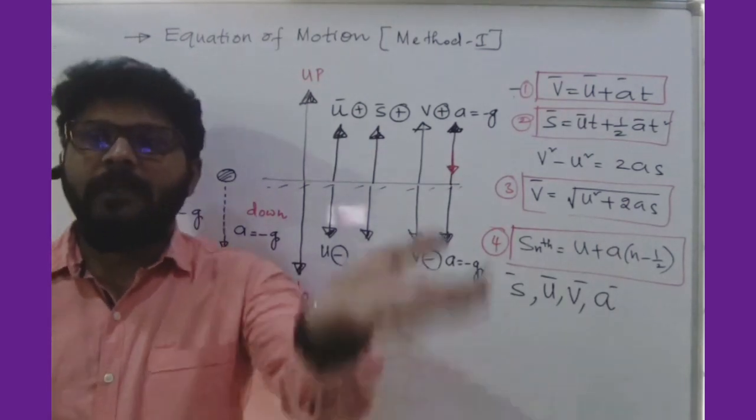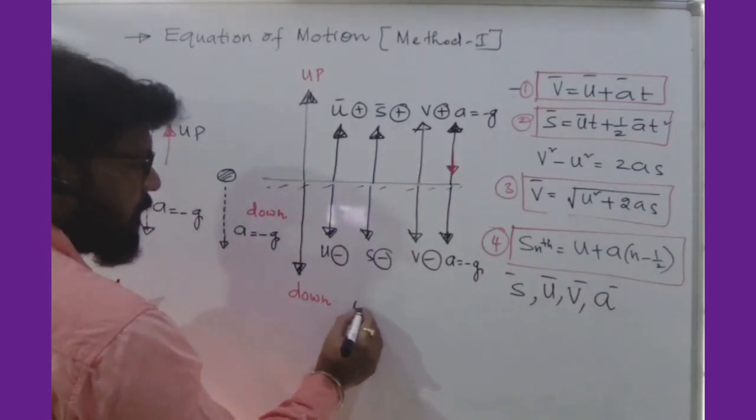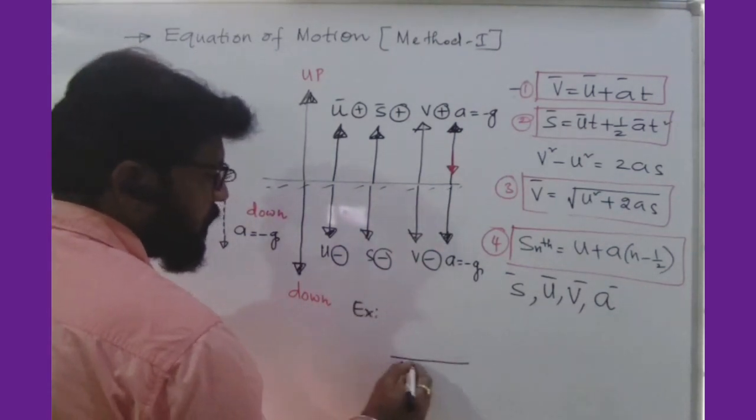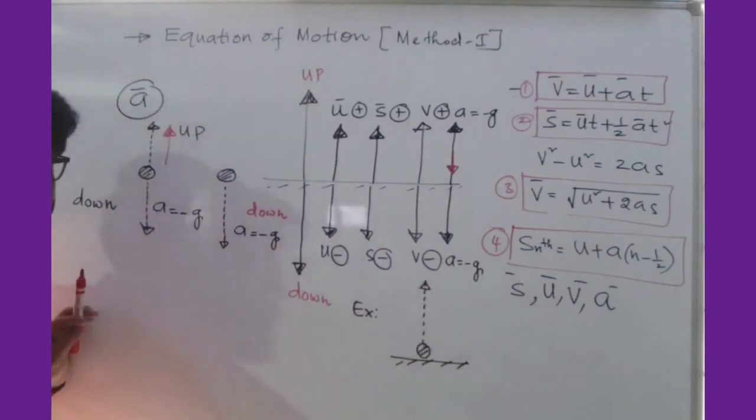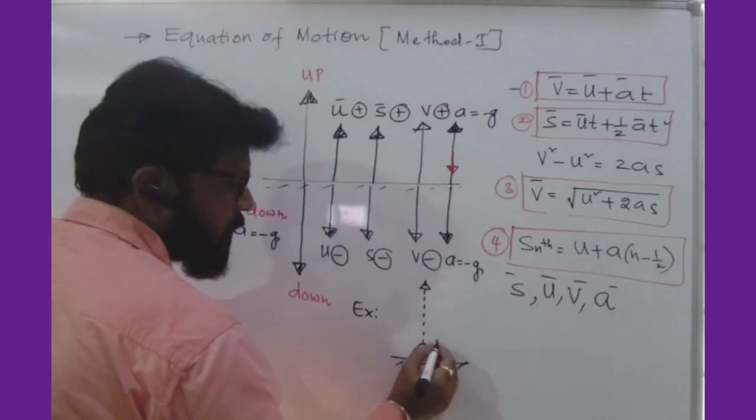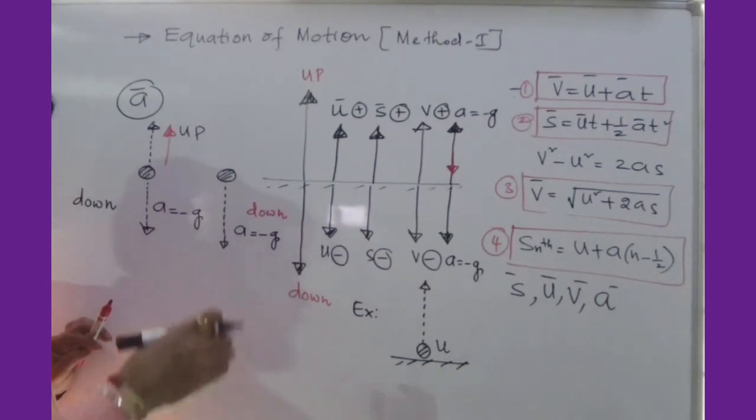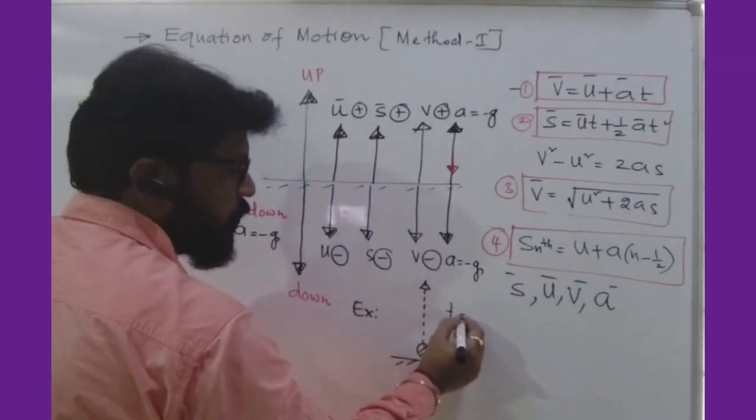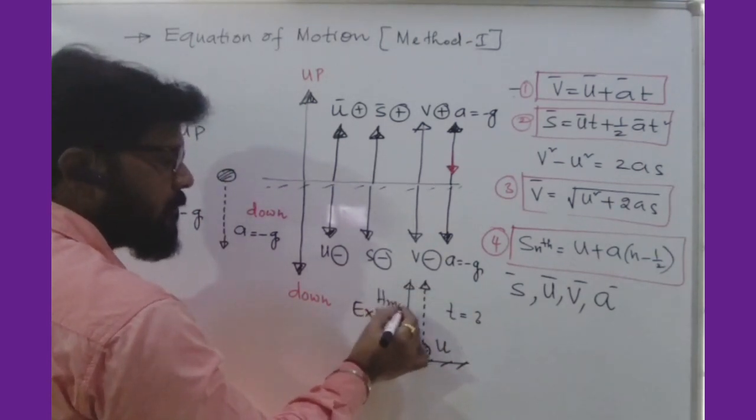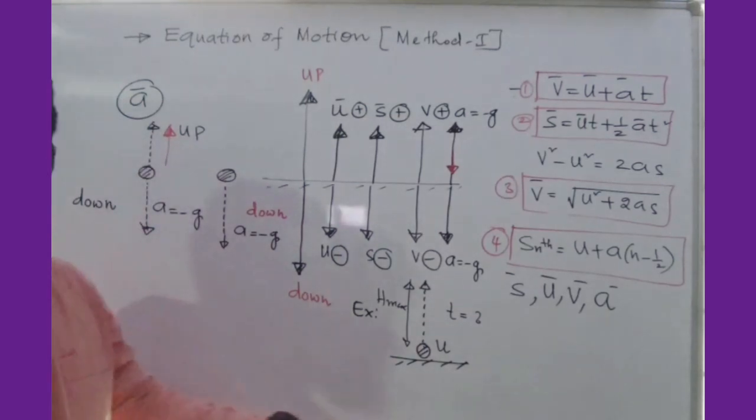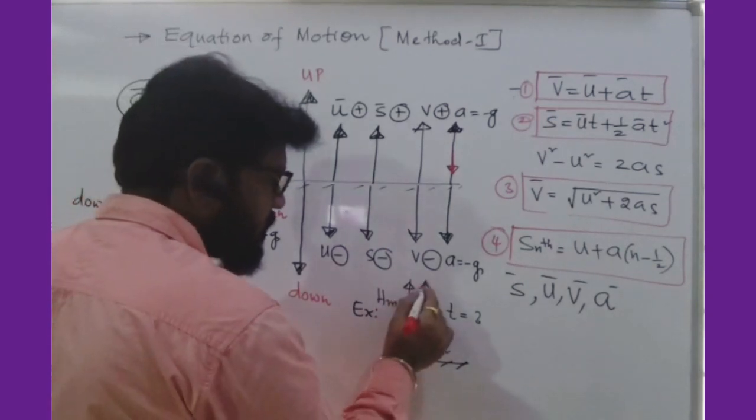A body is thrown vertically upwards with initial velocity u. I'll take one example here. A body projected vertically upwards with initial velocity u. So this is nothing but projected with initial velocity u in which direction? Upward direction. Then what is the time taken to reach maximum height? Let me take this as maximum height, h maximum. What is the time taken to reach maximum height when it is going vertically upwards? I hope this is clear.